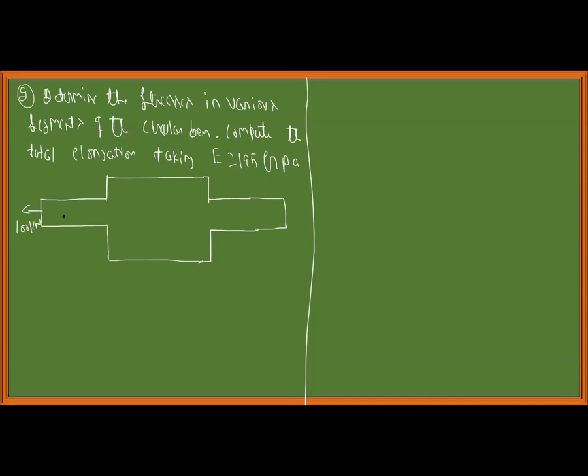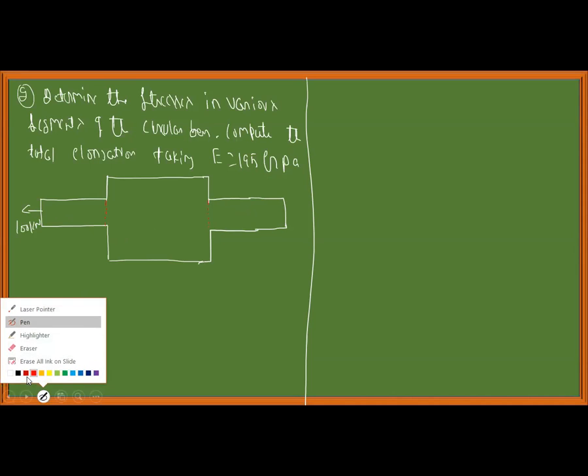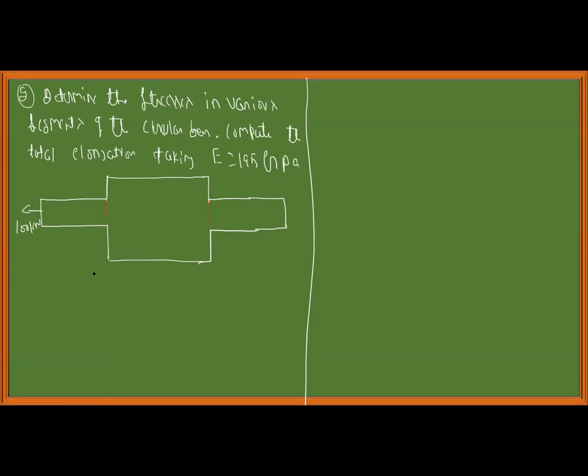You can take a section like this for your clarity, in case it is not given. So one section: 100 kilonewton, diameter 20; 300 kilonewton; 250 kilonewton, and its diameter is 25; diameter 20.